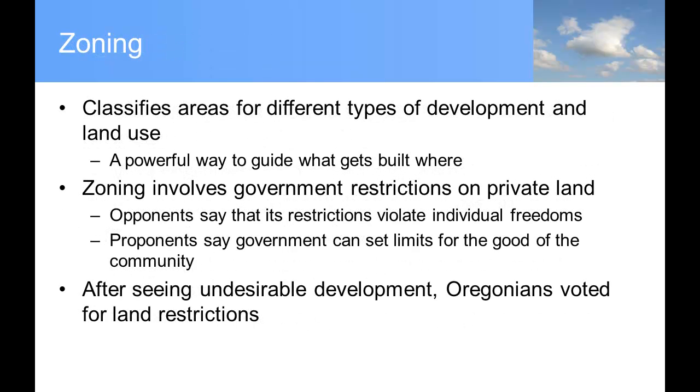One important part of urban and regional planning is what's known as zoning, where you classify areas for different types of development depending on what type of land use you want to have. So zoning involves government restrictions on private land. Opponents say it violates individual freedoms. Proponents say that this is for the good of the community. It helps them manage congestion. It helps people know what type of community they could be moving into, whether there's going to be a lot of commercial development in that area or whether it's going to be mostly residential.